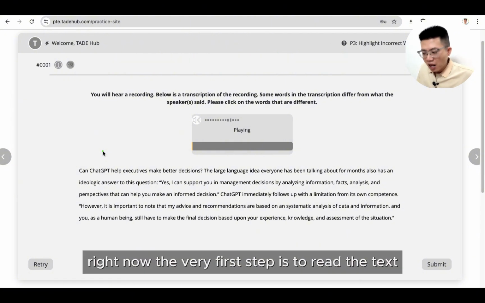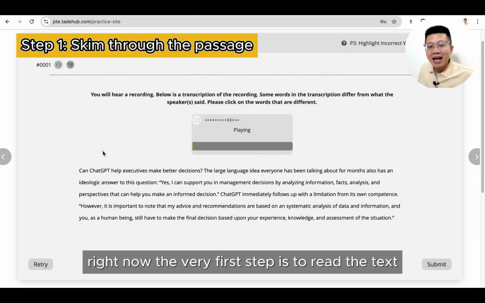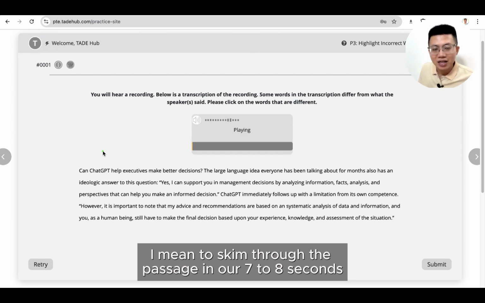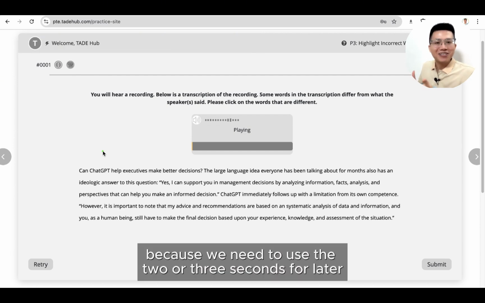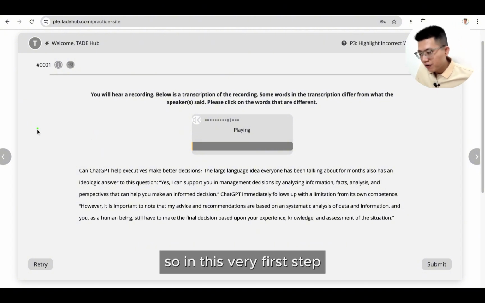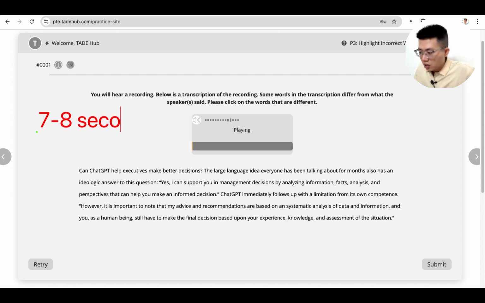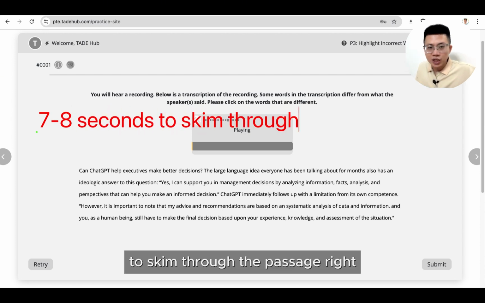Alright, I'm going to share with you our strategy of 3 simple steps right now. The very first step is to read the text. I mean to skim through the passage in 7 to 8 seconds. Why not 10? Because we need to use the second 2 or 3 seconds for later. So in this very first step, we're going to utilize 7 or 8 seconds to skim through the passage.